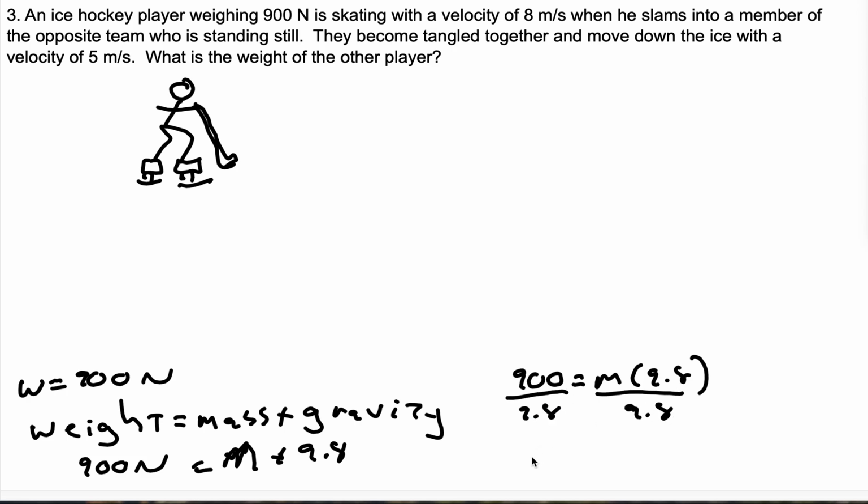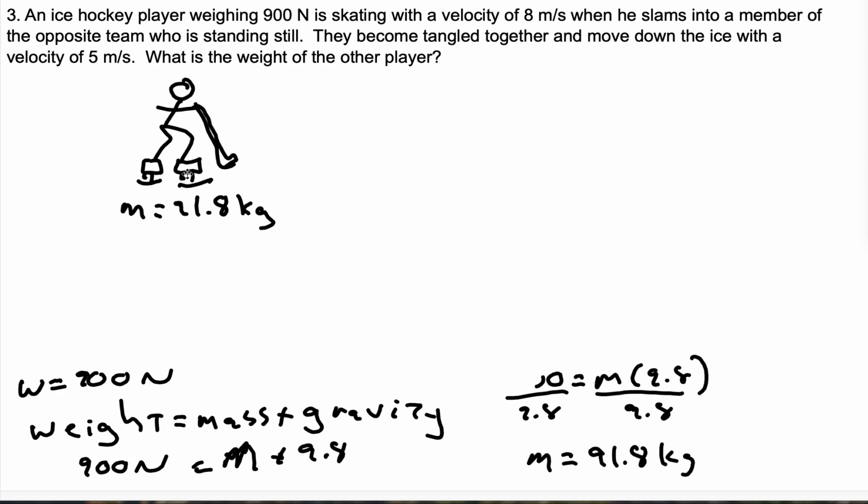So you'll divide. Can someone tell me what 900 divided by 9.8 is? It's going to be like 91.8, thank you. So the mass is 91.8 kilograms, okay? So player number 1 has a mass of 91.8.